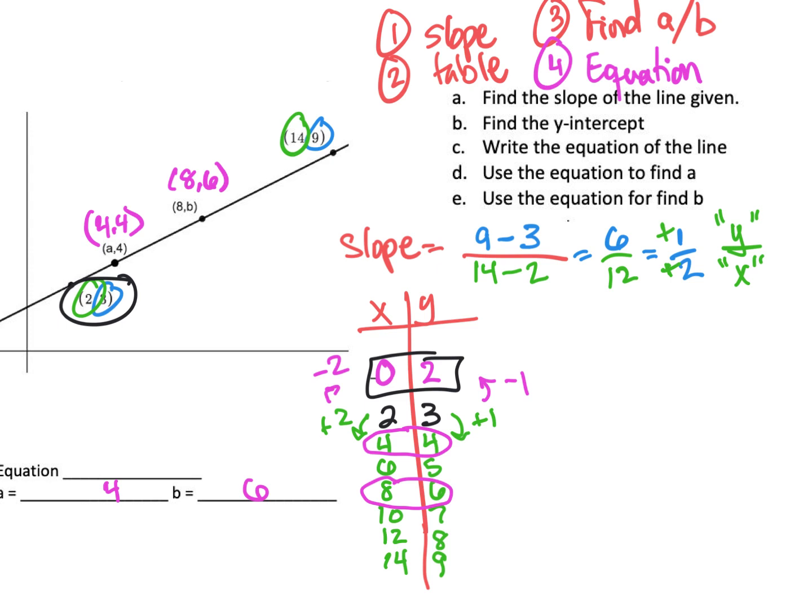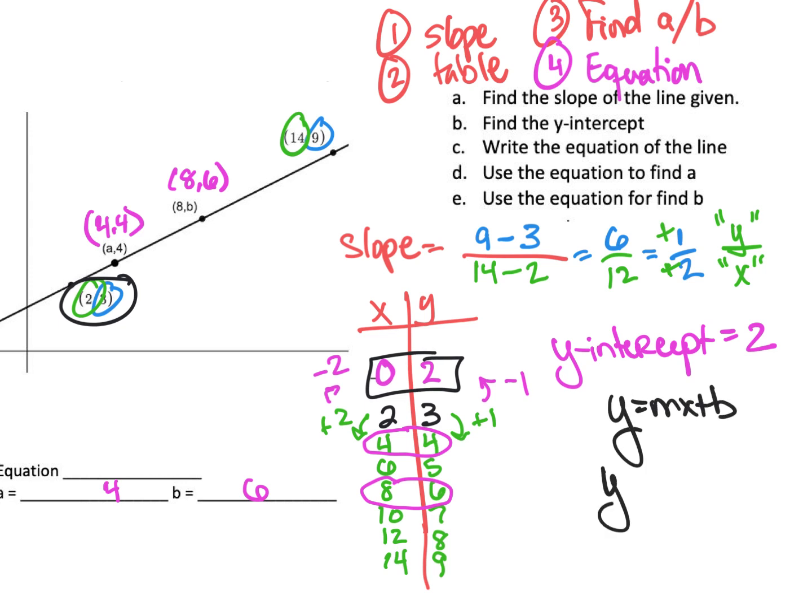So let's put that. Y-intercept equals 2. Again, we're going to put it together. Y equals mx plus b. So we're going to have y equals, my slope is 1 over 2, sitting with x, plus the y-intercept is 2. So then this is my equation for number 2.